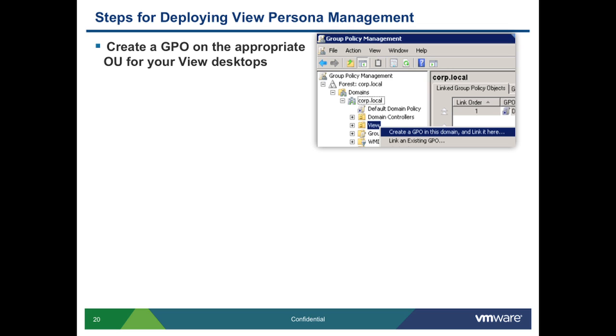I'm going to discuss the steps for deploying View Persona Management using Active Directory group policy management on an organizational unit, or OU. This can be replicated locally on a parent VM using the local group policy management plugin. The first thing you need to do is create a GPO on the appropriate OU for your View desktops.